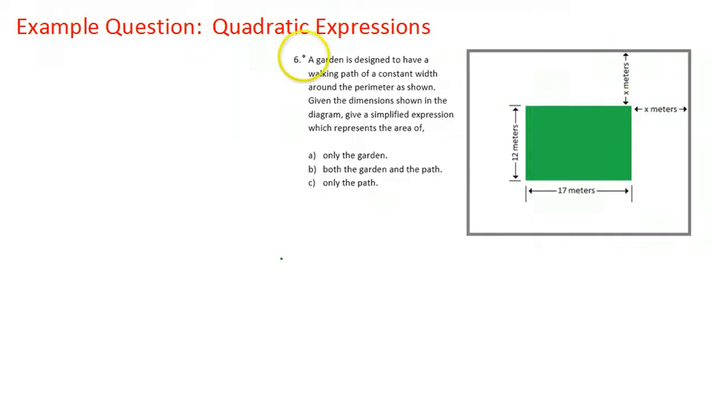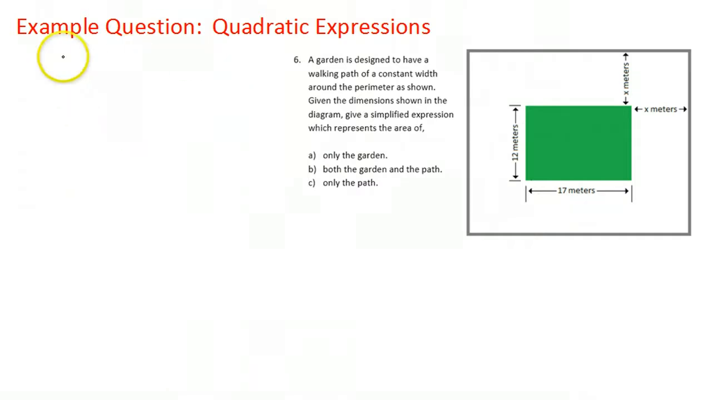So a garden path is designed to have a walking path of a constant width around the perimeter as shown. So there it is. There's our garden, here's our path. Given the dimensions shown in the diagram, give a simplified expression which represents the area of only the garden, both the garden and the path, and only the path. So this is a really teaching question because it's setting you up.